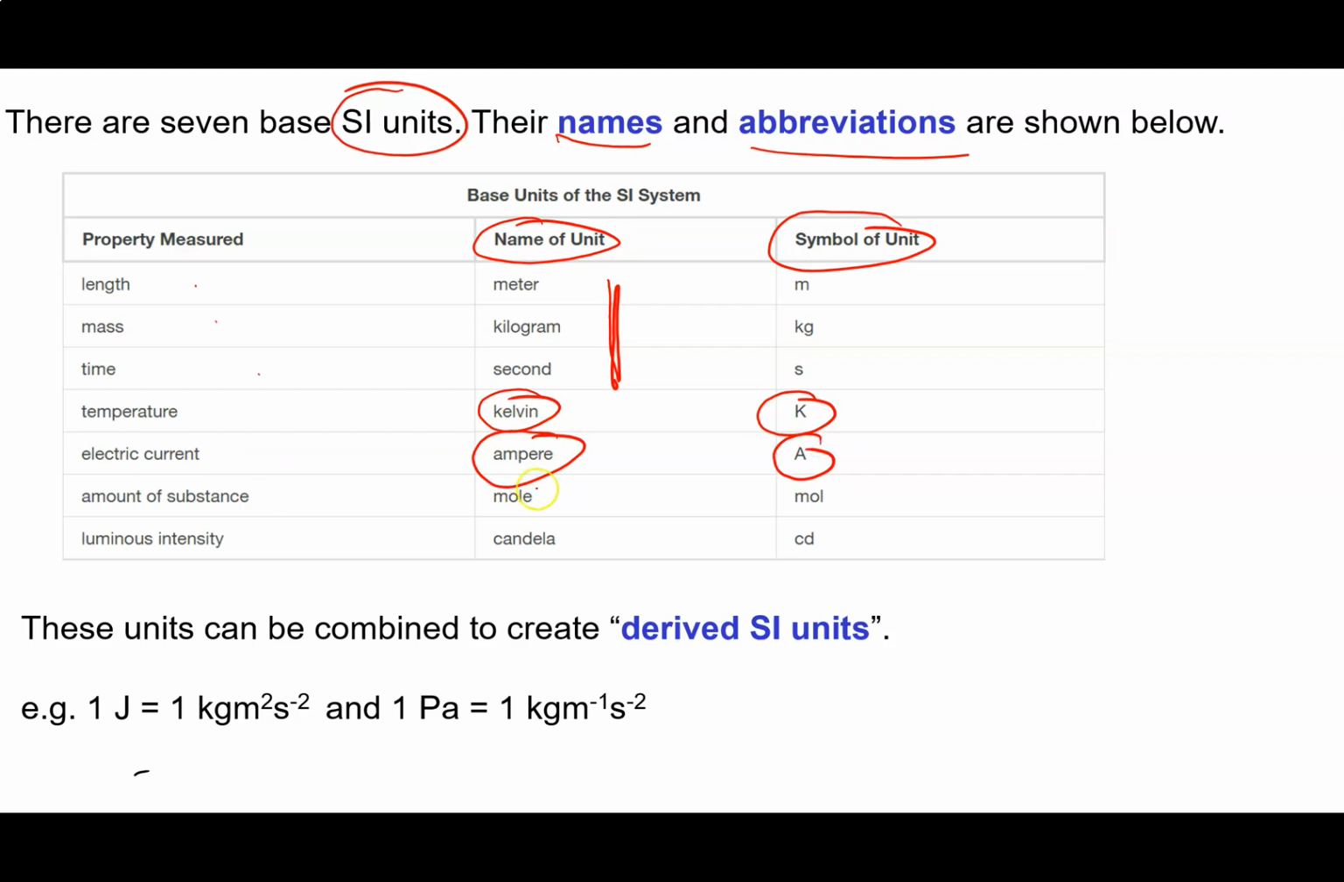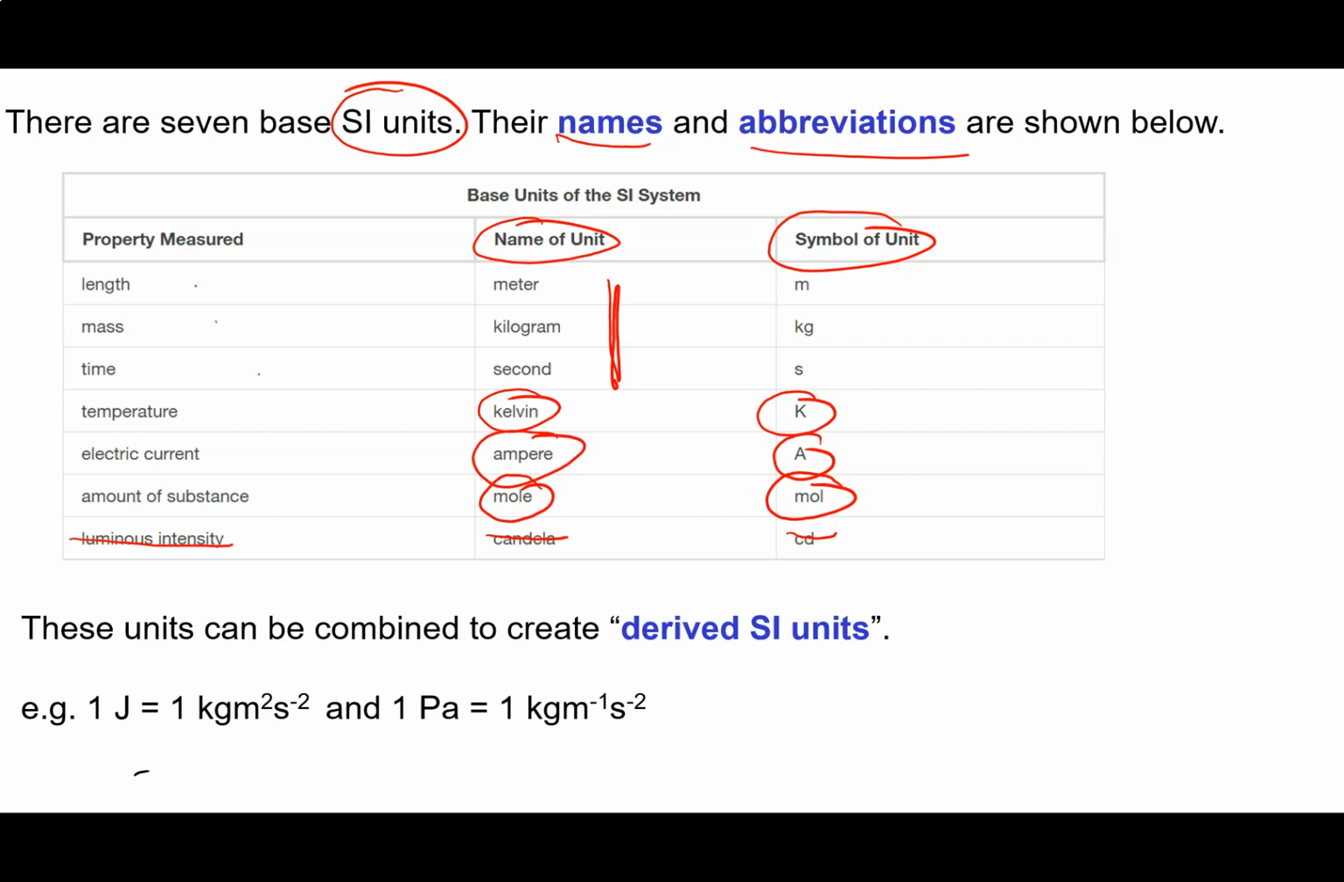For amount of substance, the base unit is the mole, and the abbreviation for the mole is mol. And for luminous intensity, the base unit is the candela, with the abbreviation cd. Now, I can't recall ever encountering the candela in general chemistry.